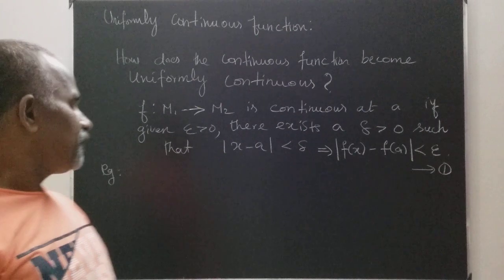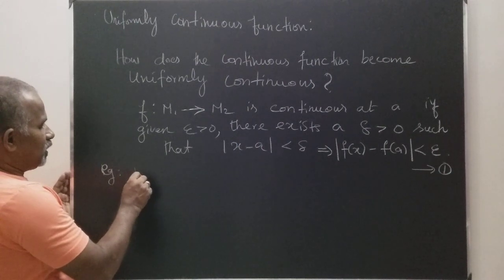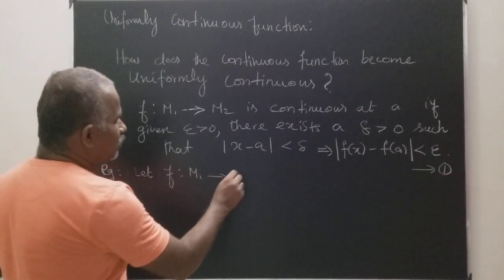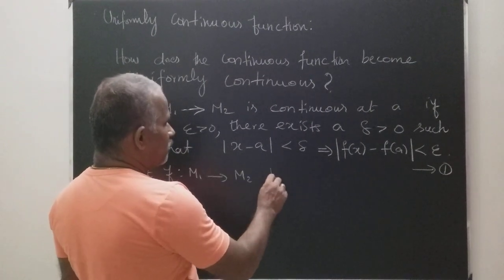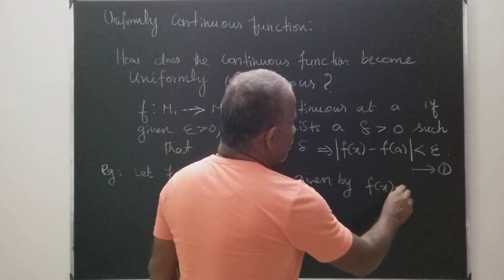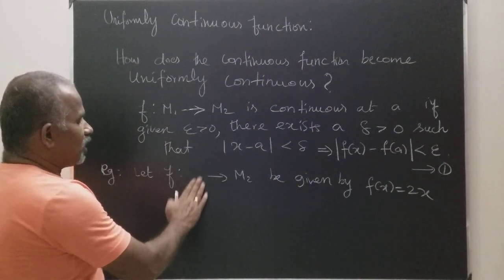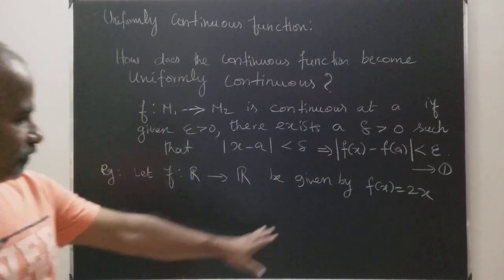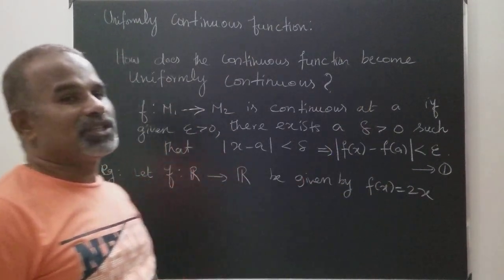Now I am going to take one example of a continuous function. Let f from M1 into M2 be given by f of x equals 2x. Instead of M1, I am going to take R, the real numbers. Very important. Now I am going to prove that this is continuous.